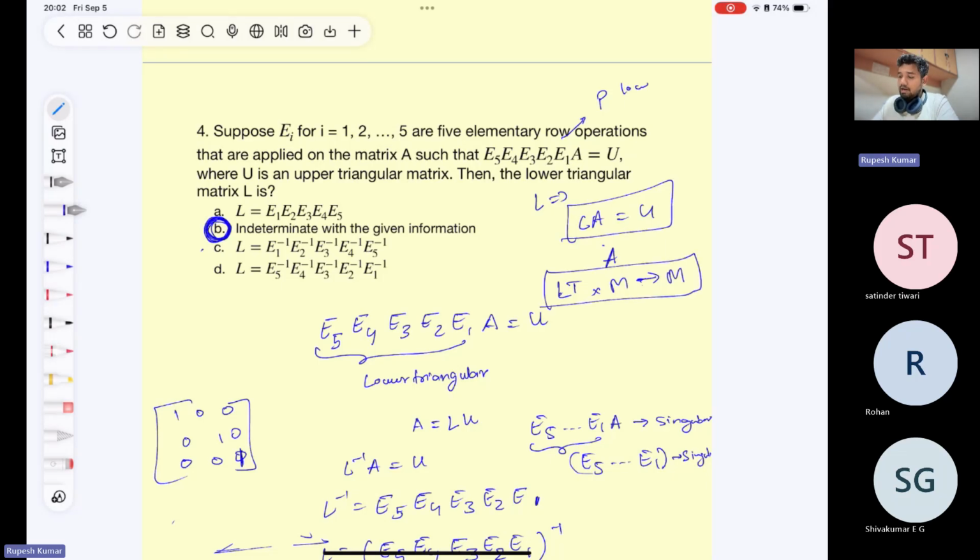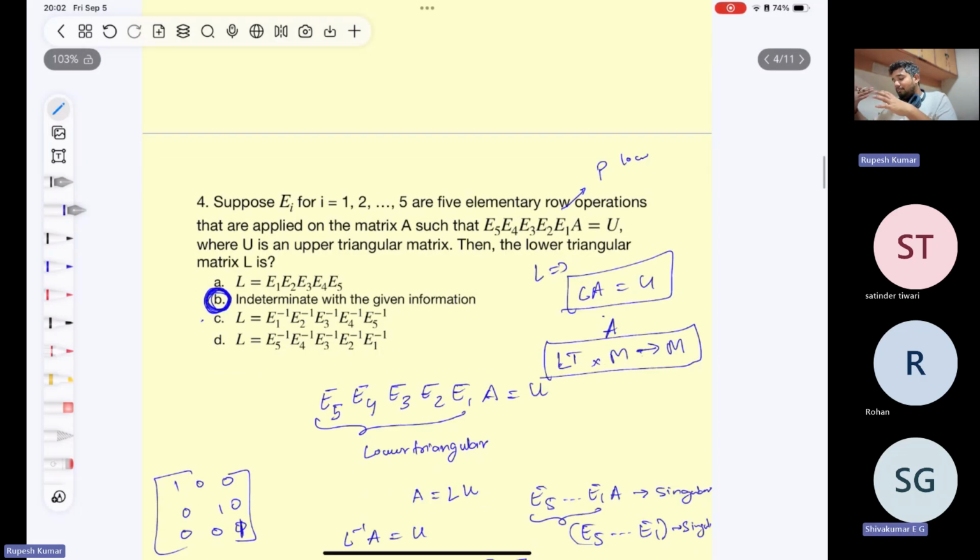So basically, option C looks correct, but the only thing it lacks is that L may not be lower triangular. That's why option C is not correct and option B is correct. Why? Because this is not defined for the given information. It will be clear if it's given whether we are doing permutation or not. So option B is not just the safest, it is the answer. Thank you, sir.